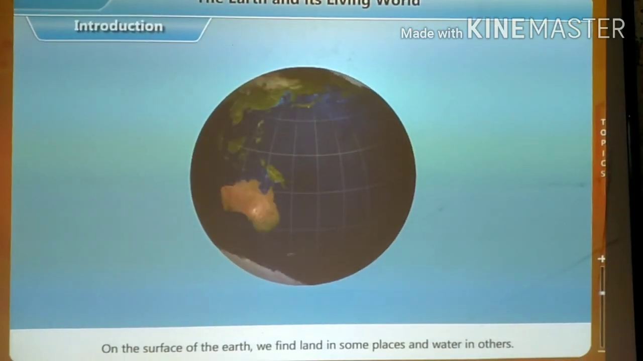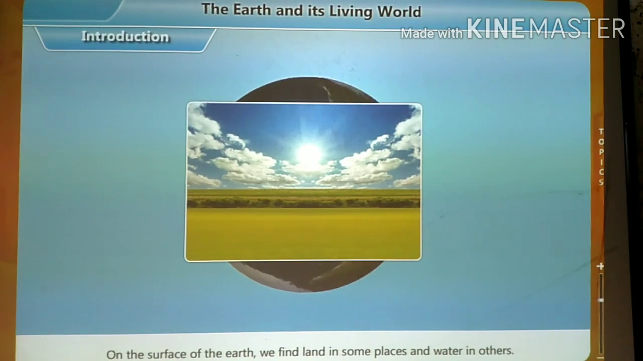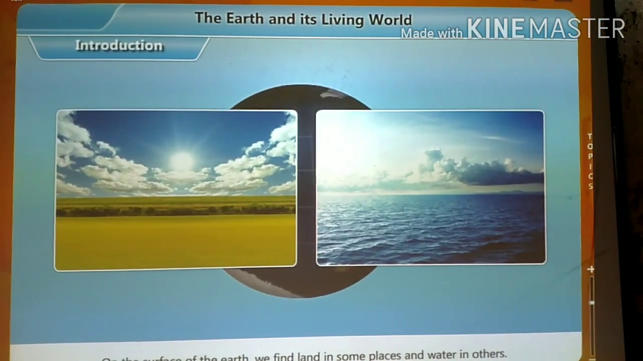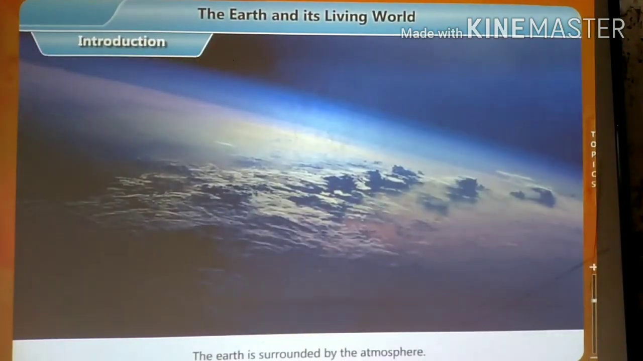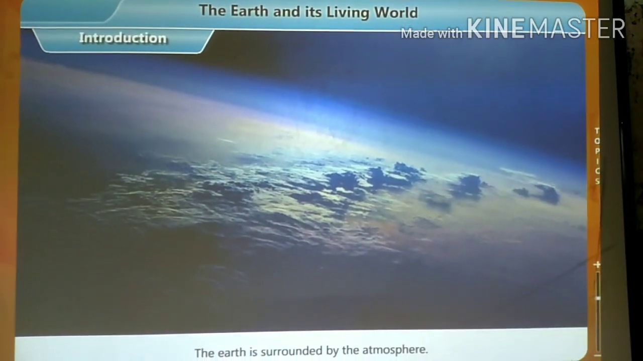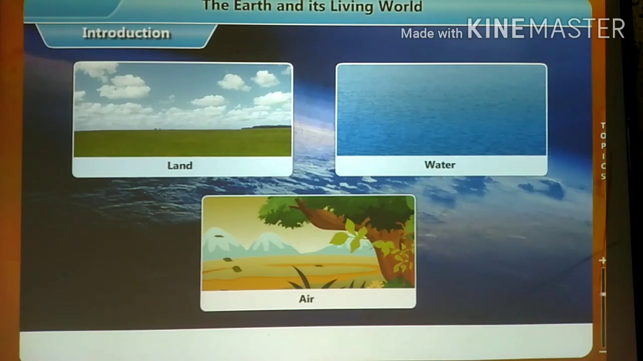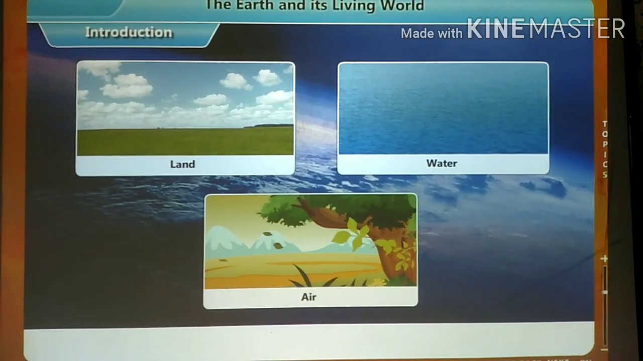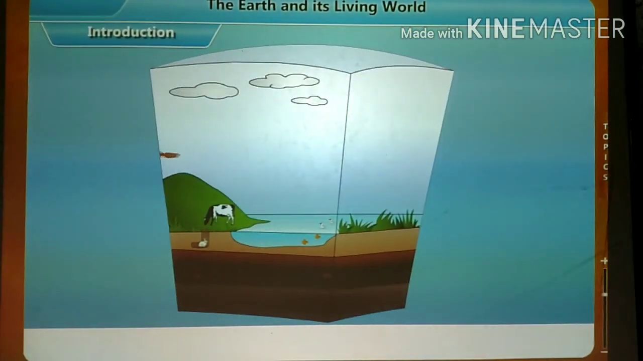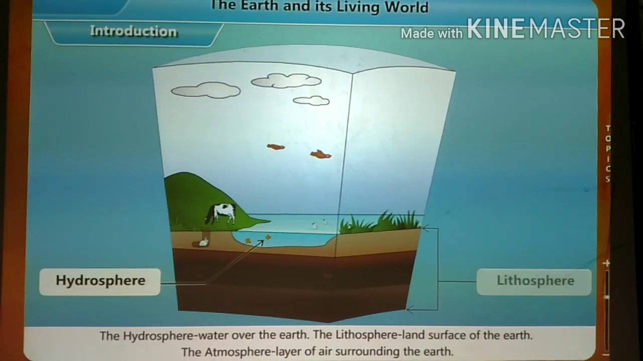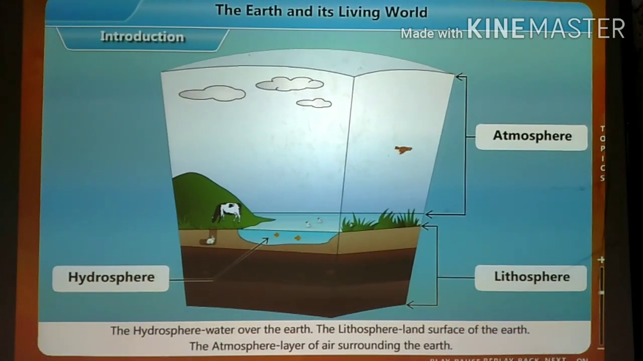On the surface of the earth, we find land in some places and water in others. The earth is surrounded by the atmosphere. Land, water, and air constitute envelopes of the earth, namely the hydrosphere, lithosphere, and atmosphere.